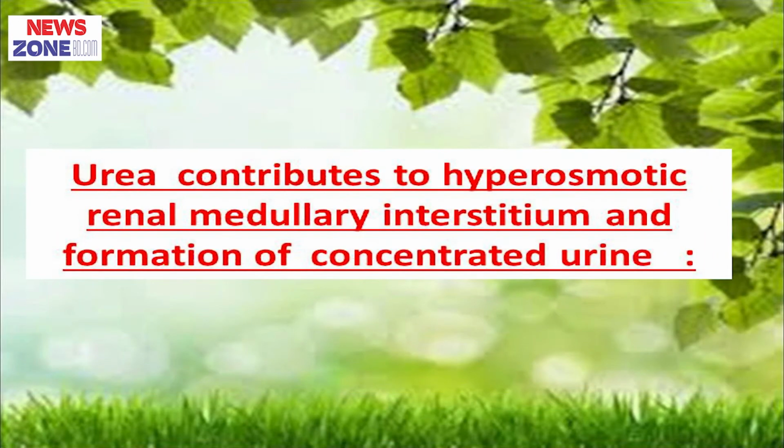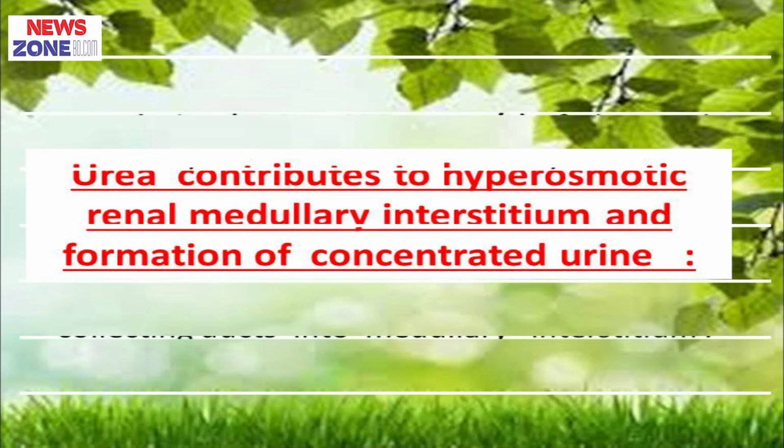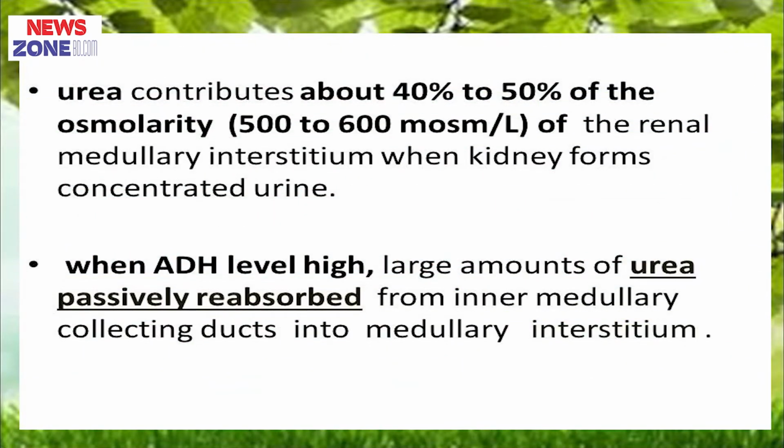Now, we will discuss another topic, that is urea. Urea is another solute, a metabolic waste product that is produced from protein. It contributes to the hyperosmotic renal medullary interstitium and formation of concentrated urine. It produces 40 to 50% of the osmolarity of the renal medullary interstitium when the kidney forms concentrated urine.